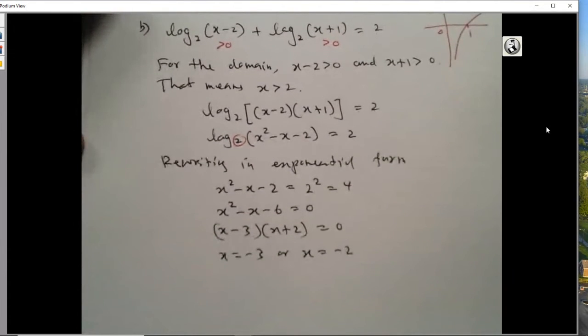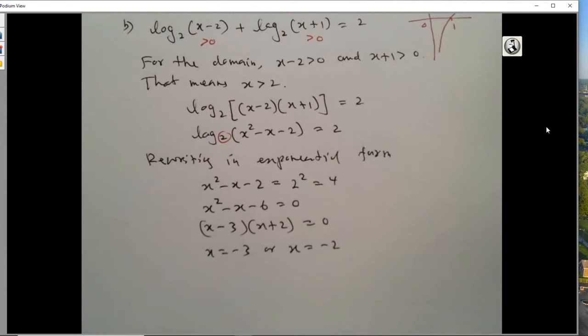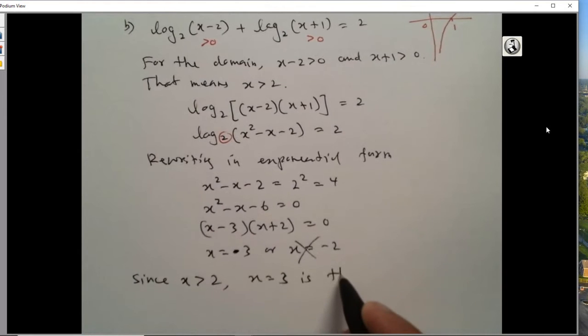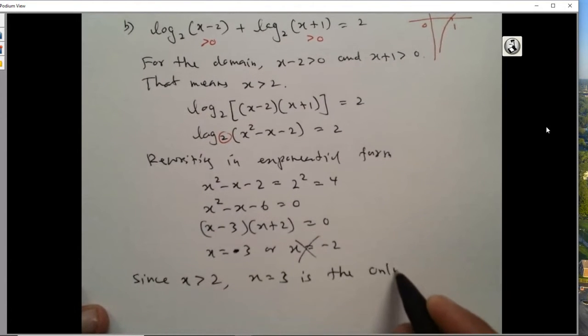What's the problem now? Both less than 2? Oh, I'm sorry, this is positive 3. So you can see that negative 2 is not a solution. Since x is greater than 2, x equals 3 is the only solution.